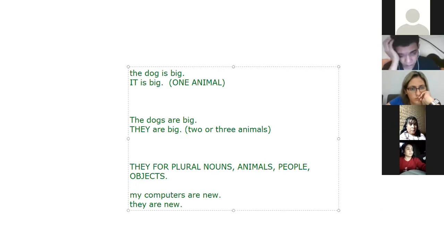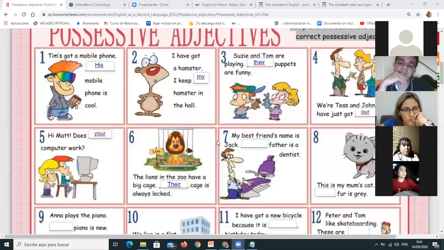That's why we have, in number six, the lions in plural. Their cage is always locked.